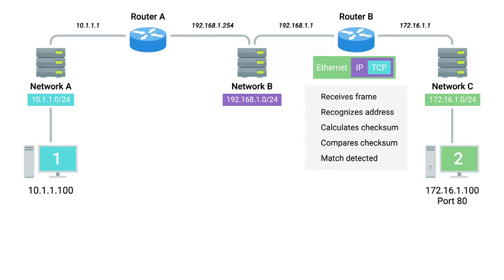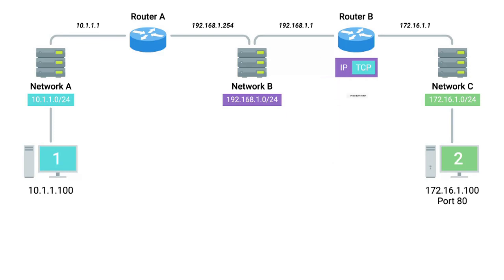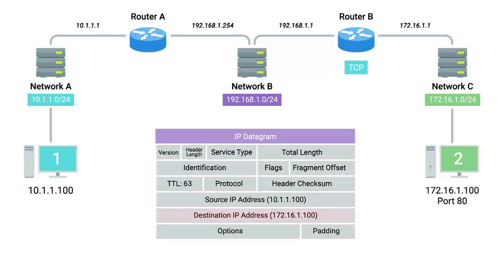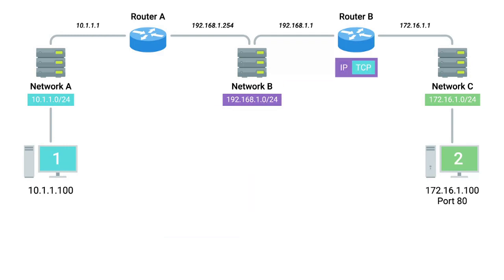Just like before, this frame makes it across network B and is received by router B. Router B performs all the same checks, removes the Ethernet frame encapsulation, and performs a checksum against the IP datagram. It then examines the destination IP address. Looking at its routing table, router B sees that the destination address of computer 2, or 172.16.1.100, is on a locally connected network. So it decrements the TTL by 1 again, calculates a new checksum, and creates a new IP datagram.